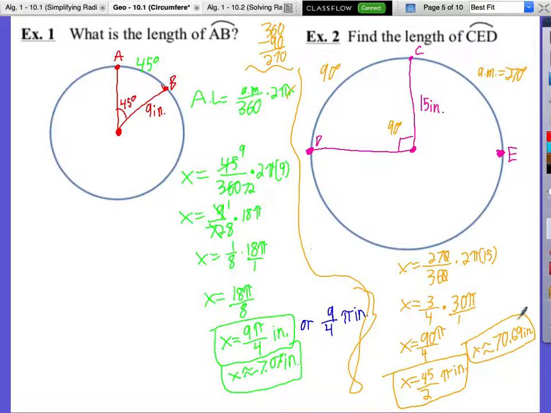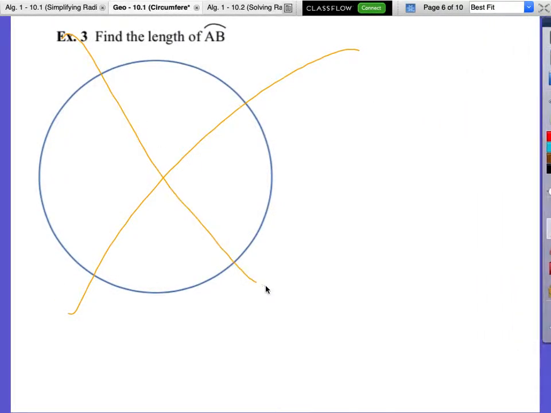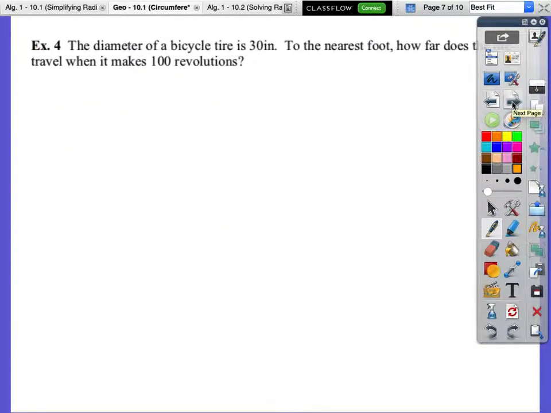Okay, questions on example 1 or example 2? Okay, here's what we're gonna do for example 3. Sweet. Okay, let's look at example 4. Go ahead and get out your notes.